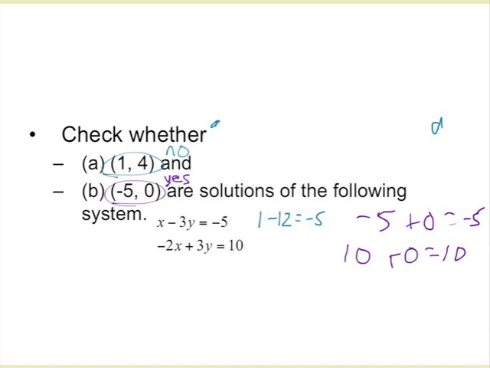Okay. It is possible that both of the points could be yeses. It is possible that both of the points could be no's. So don't just do the first point and then assume something about part B. It's possible that they could both be solutions. It's possible that neither one of them could be solutions.